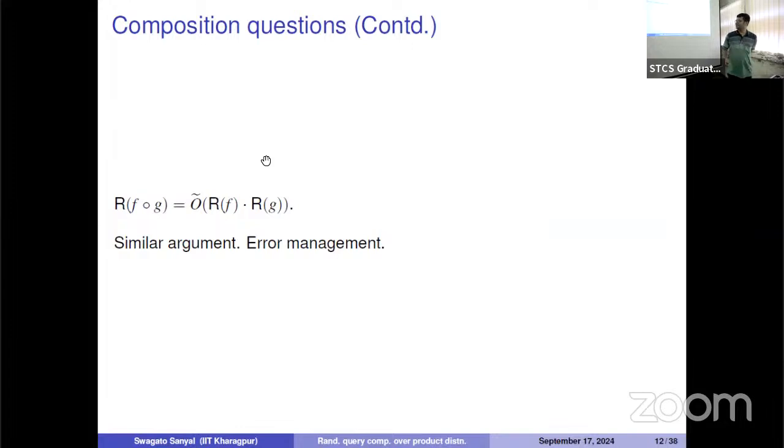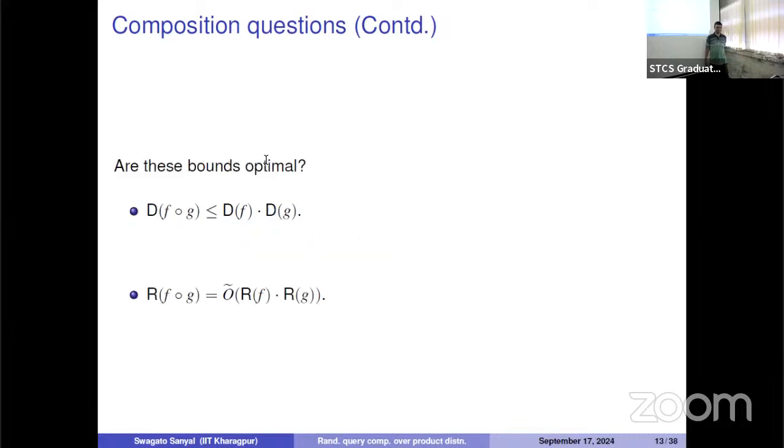So how about randomized? A similar sort of argument works out, except that the violet tree is now a randomized tree and will produce an erroneous output once every 3 times on average. But there are standard ways to deal with that: reduce the error and make it small enough so that it becomes manageable, and tolerate the blowup, which is hidden in this order notation. So let's say R of F compose G is also at most R of F times R of G. So composition questions for us are whether these bounds are optimal.